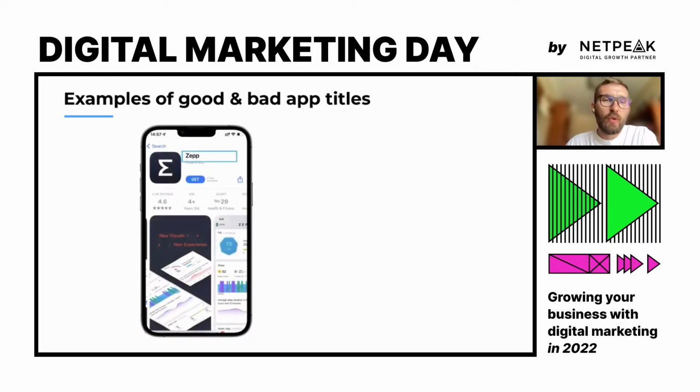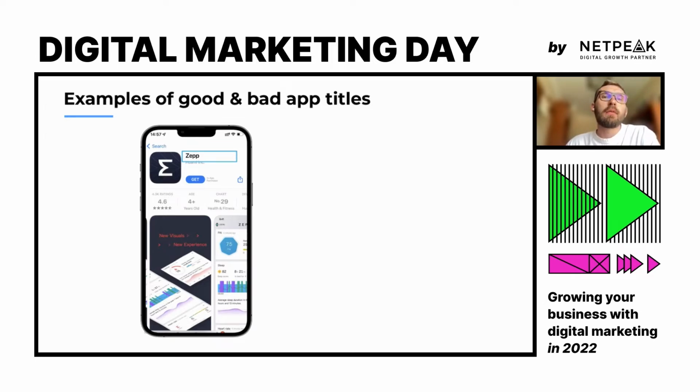For example, we have an application Zip. I don't even remember what this application is about, but when you have only your brand name in your app title, now looking at these screenshots, we can't say what this application is about. It's like some application about a tracker of our activities, or maybe it's another application about, I don't know, cryptocurrency or trading or something like that.